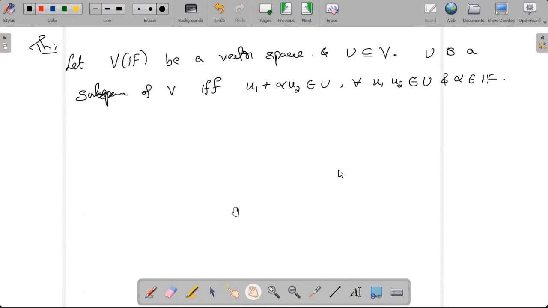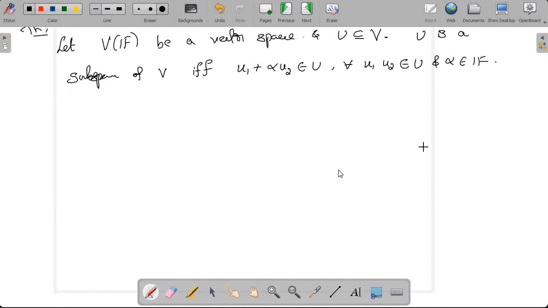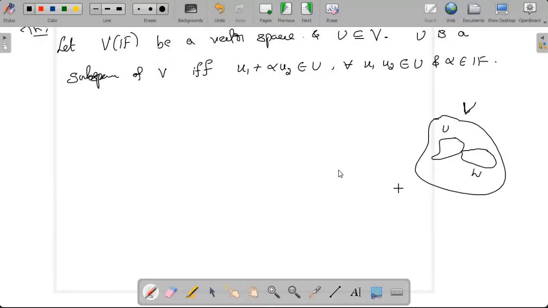That's it. And the next thing. Now you have a vector space V, right? Now you came to know that U is a subspace, all right? And similarly, W is also a subspace. See here, I'm taking this intersection. Why? Because every subspace will contain zero.